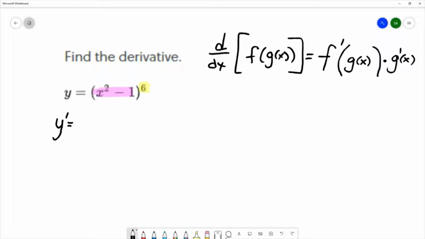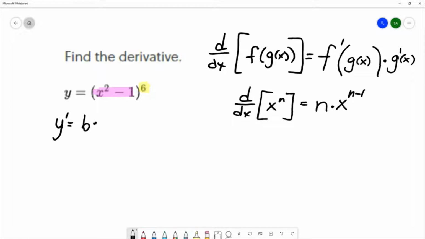So for this example, the 6th power is our outside function, so we want to follow the power rule when calculating the derivative of the outside function. With the power rule, when you're calculating the derivative of x to a power, you're going to multiply by that power and then subtract 1 from the power. So that's what we'll do here. For our outside derivative, we'll multiply by the power and subtract 1 from the power.